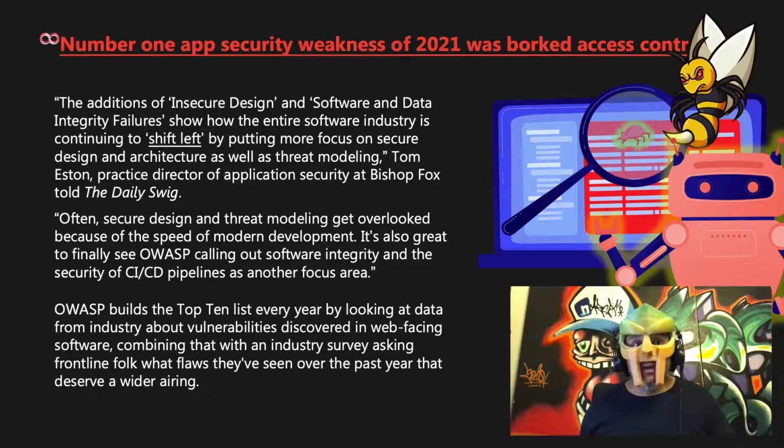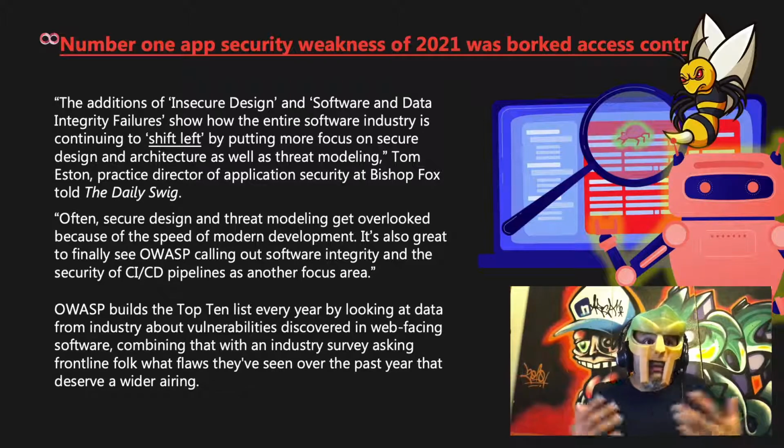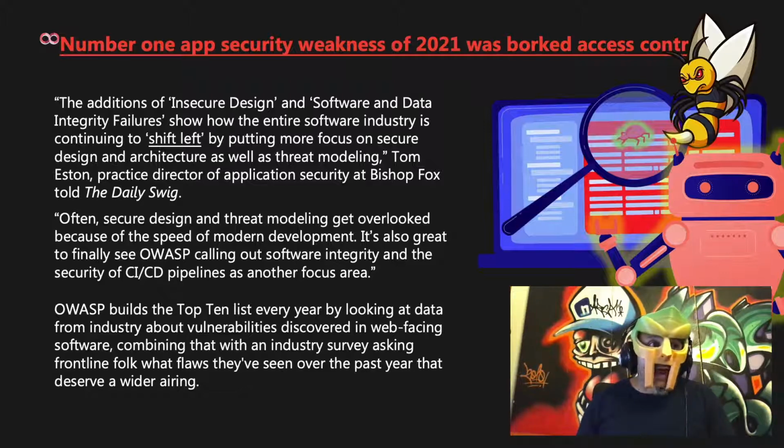OWASP builds the top 10 list every year by looking at data from industry about vulnerabilities discovered in web-facing software, combining that with an industry survey asking frontline folk what flaws they've seen over the past year that deserve a wider airing. Now, OWASP explained the results in the data are primarily limited to what they can test for in the automated fashion.